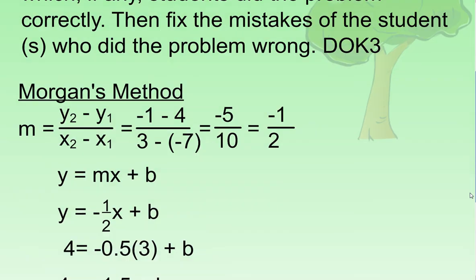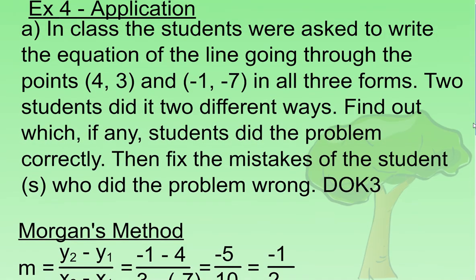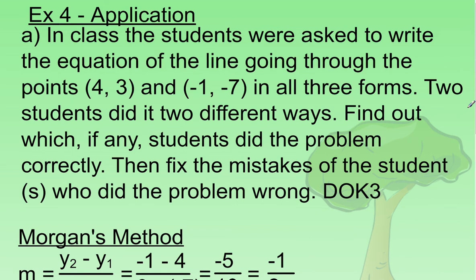All right. I think this is the last question. Application. It says, in class, the students were asked to write the equation of the line going through the points 4, 3, and -1, -7 in all three forms. Two students did it two different ways. I guess find out which, if any, students did the problem correctly. Then fix the mistakes of the students who did the problem wrong. And for you folks out there who only do two forms, just do two forms.